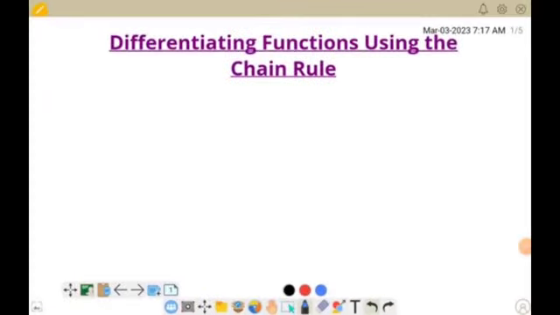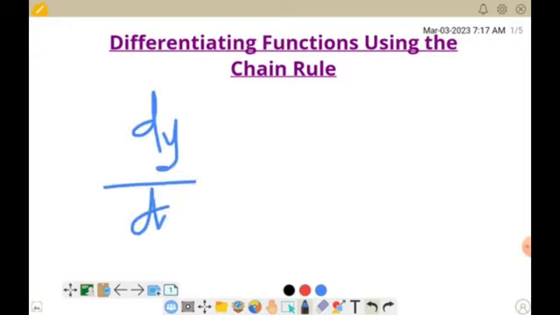For this math class, today we shall be looking at differentiating functions using the chain rule. What is the chain rule? The chain rule is basically the differential method used for splitting a complicated function into simpler ones before differentiating.